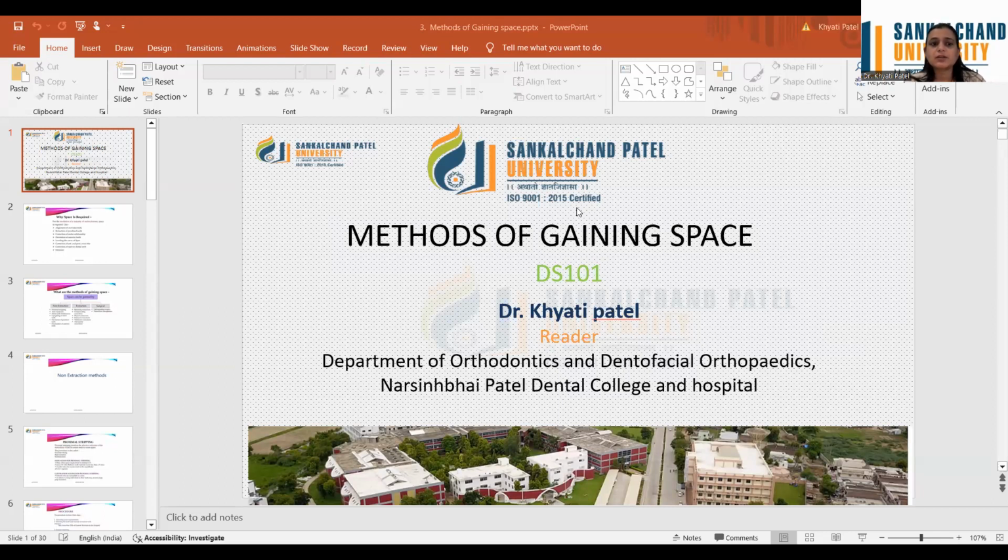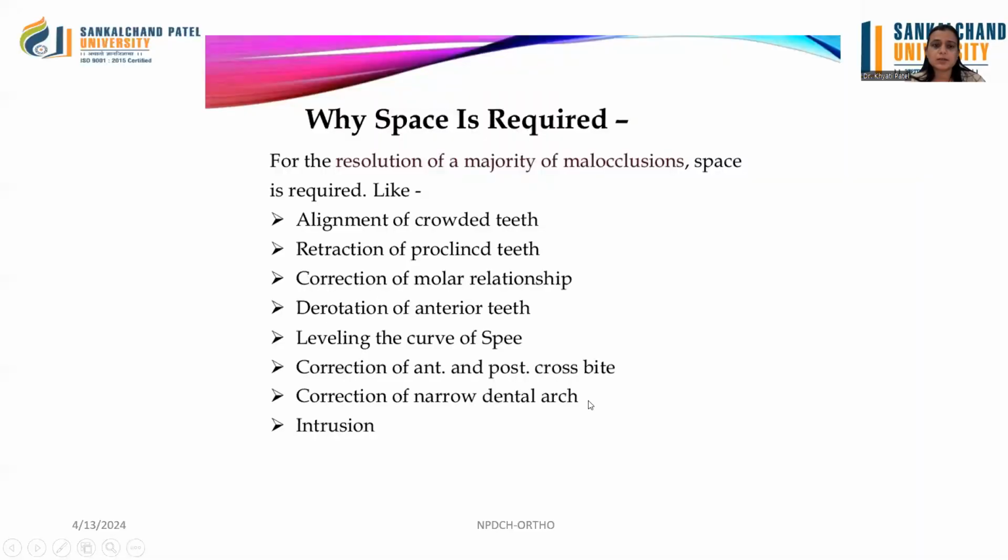So, if we start with the contents, why is space required? For the resolution of the majority of malocclusions, we generally require space in orthodontics. The first one is what are the indications when we require space for the orthodontic patient. The first one is alignment of the crowded teeth. When a patient comes to us, they usually have the chief complaint of either proclined or crowded teeth. So for that we require the space.